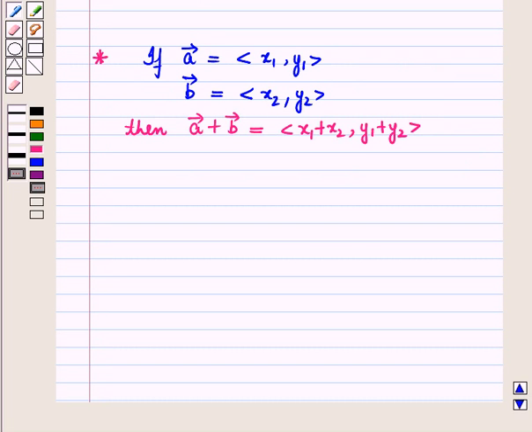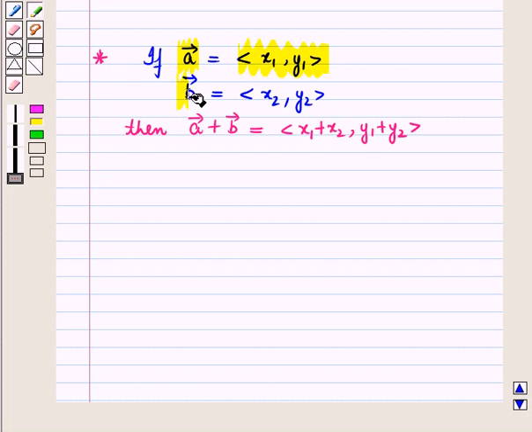First is, if vector A is equal to ordered pair x1, y1, vector B is equal to ordered pair x2, y2, then vector A plus vector B is equal to ordered pair x1 plus x2, y1 plus y2.